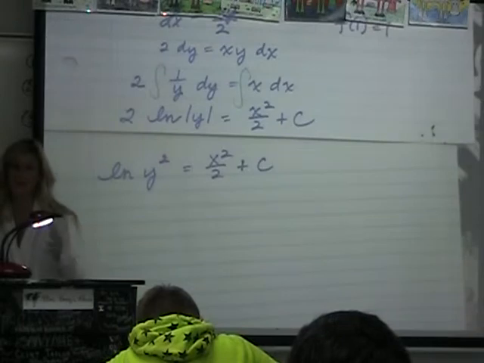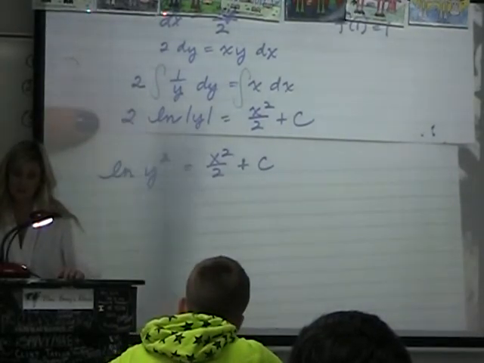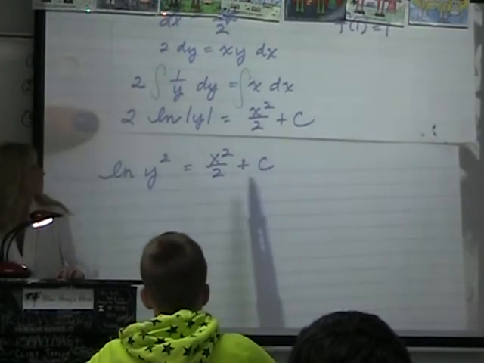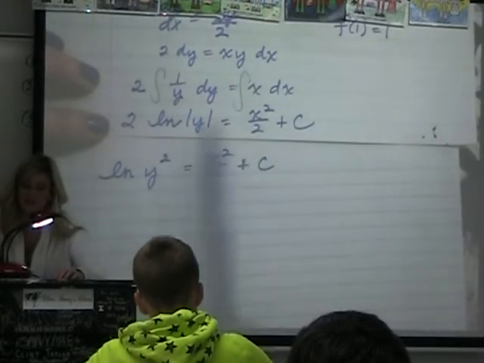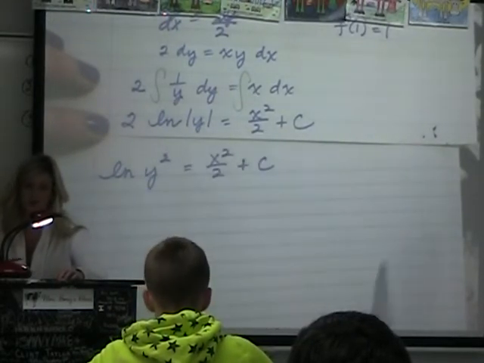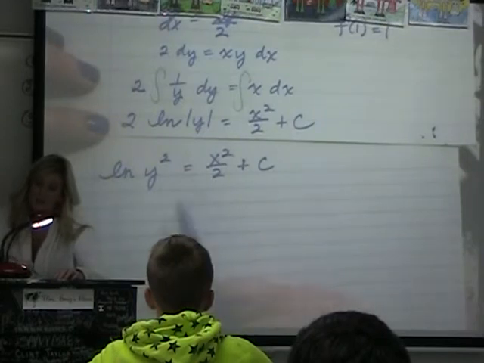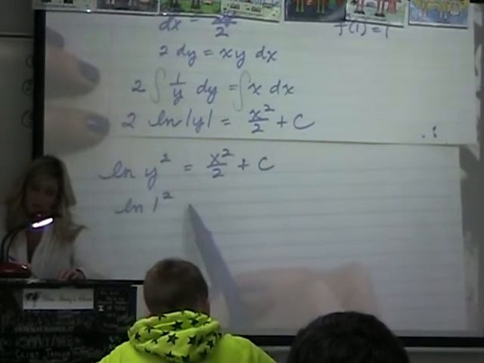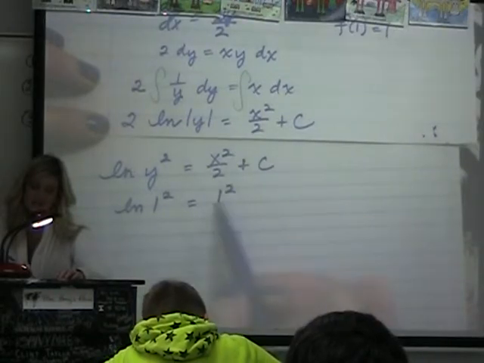You can actually do it at any point. I could do it here. I can do it here. I can go ahead and get y by itself and then do it if I want to. I think earlier today I actually even did it at this step here. But what you're going to do is you're going to put in 1 in the place of y. ln of 1 squared equals 1 in the place of x.